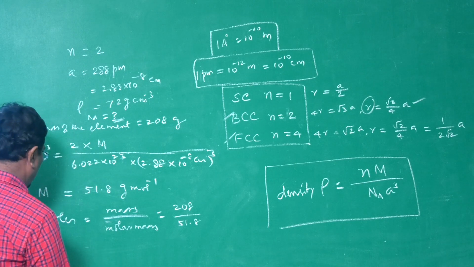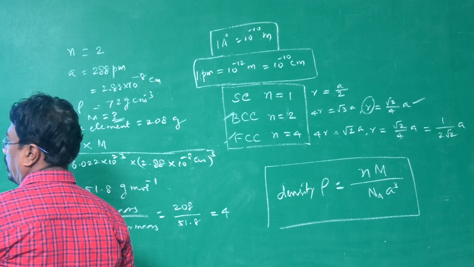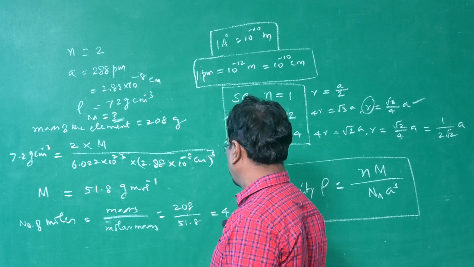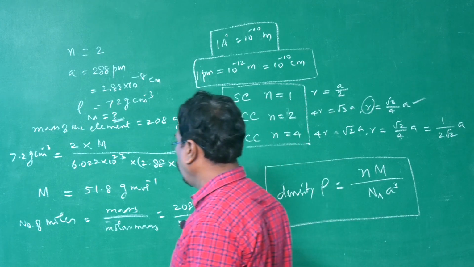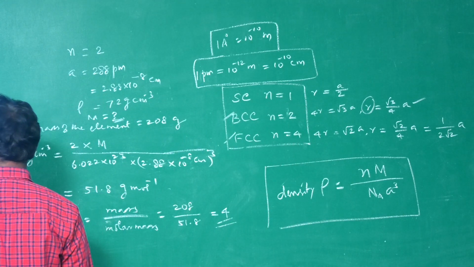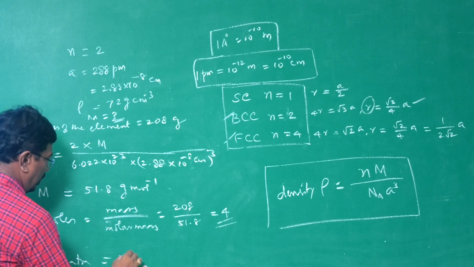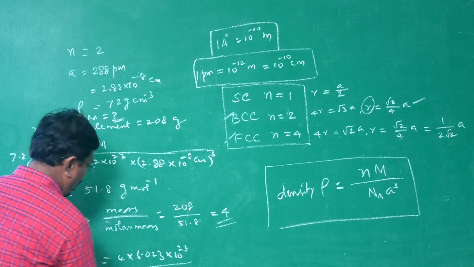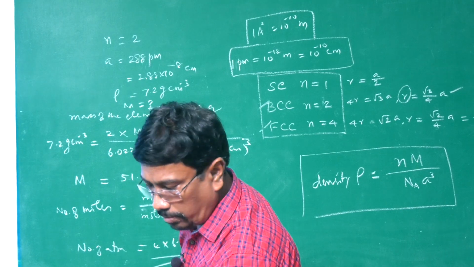So it comes to approximately 4. Approximately 4, exactly. So the number of moles is 4. Very simple. If we have 4 moles, the number of atoms will be 4 into 6.022 into 10 power 23. That's all. That will be the answer. All right, this is how we can solve question number 2.